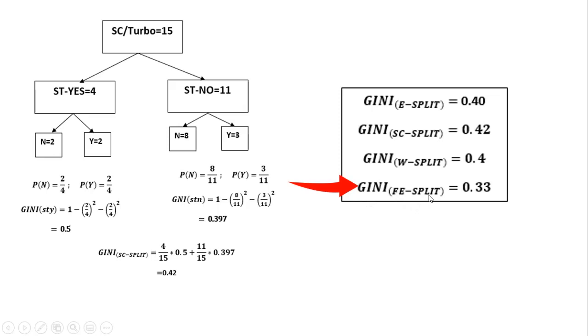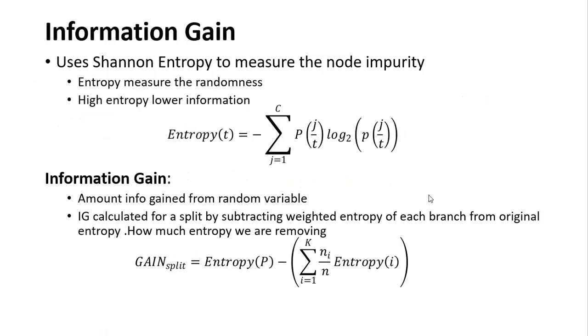This is how it works. Now we will discuss the second impurity measure, information gain. To find the information gain, we first require the entropy of each attribute. So we'll find Shannon's entropy to measure the node impurity.